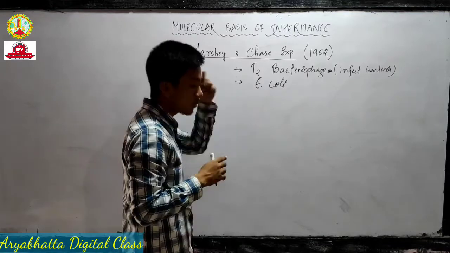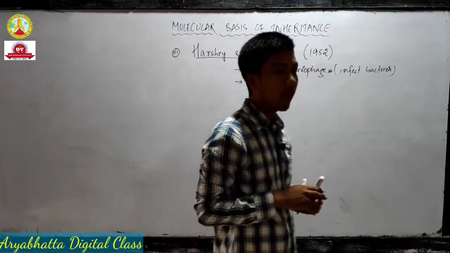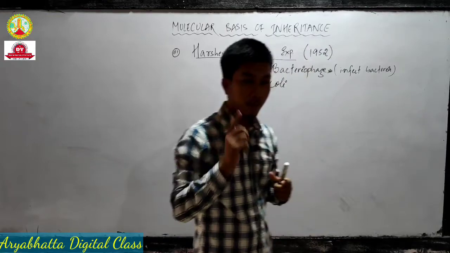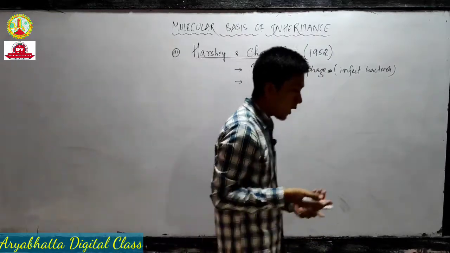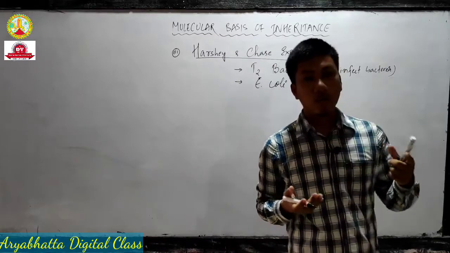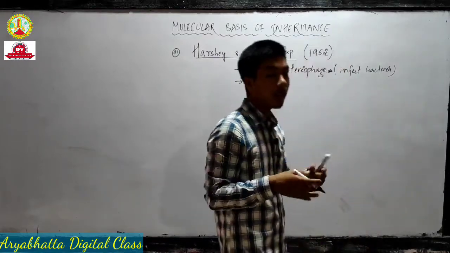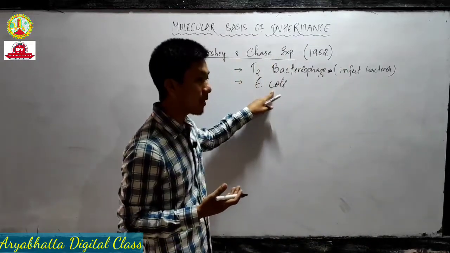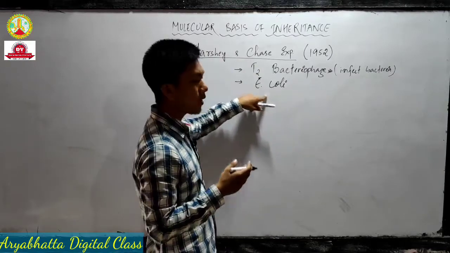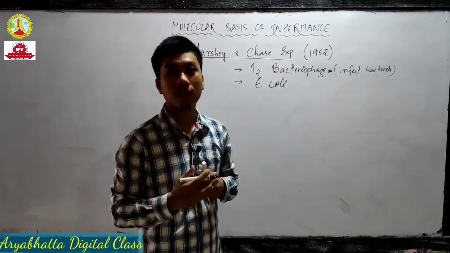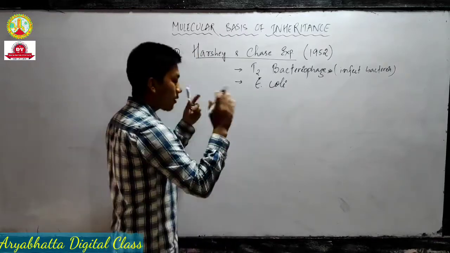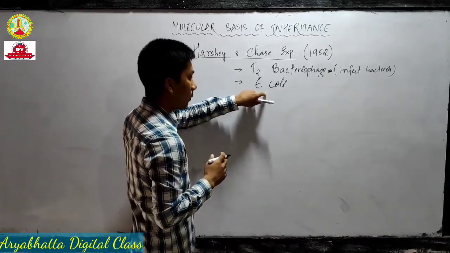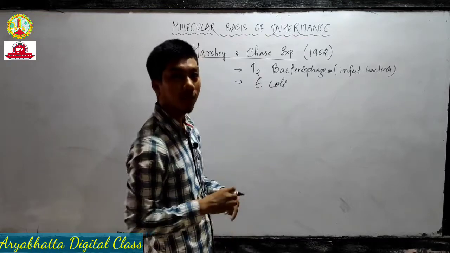So for this experiment, they used one virus that infects bacteria. We call it T2 bacteriophage, and they used the bacteria which gets infected by the virus, E. coli, Escherichia coli. This bacteria is very important in biological studies, genetical studies. Research is always done based on this bacteria only, E. coli.